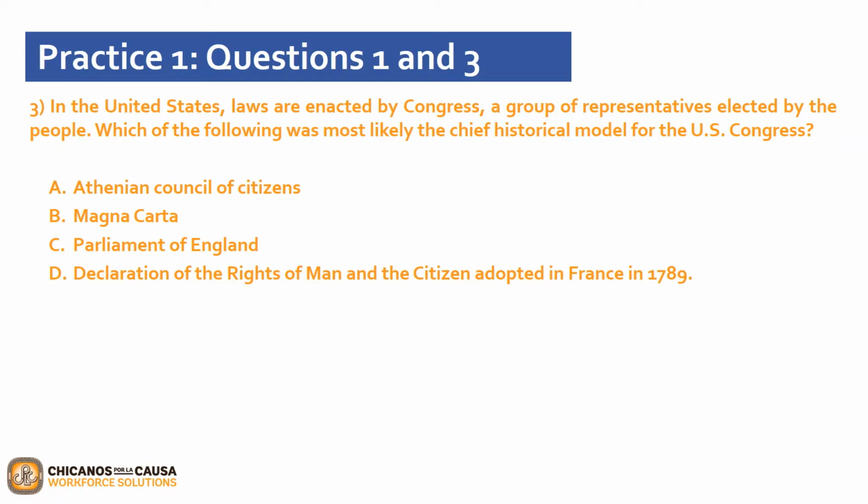C. Parliament of England. The Parliament of England were a group of people that are elected by the people to represent them in making of the laws or the enactment of laws. So this sounds kind of familiar as how Congress is run. In D, Declaration of the Rights of Man and the Citizen adopted in France in 1789, there was no reference in the passage to what the Declaration consisted of. So therefore, the most viable answer is C, Parliament of England.